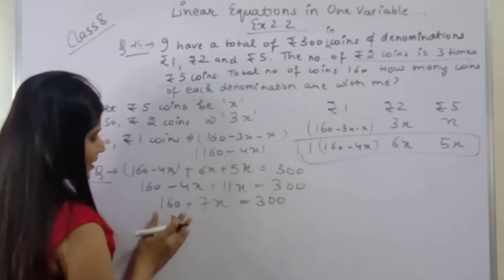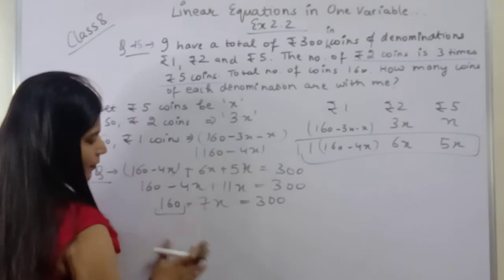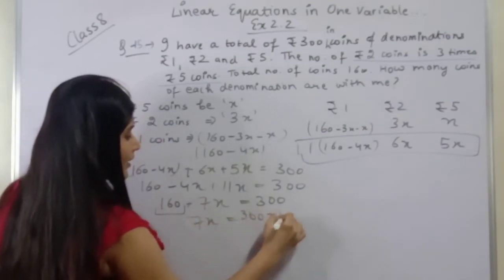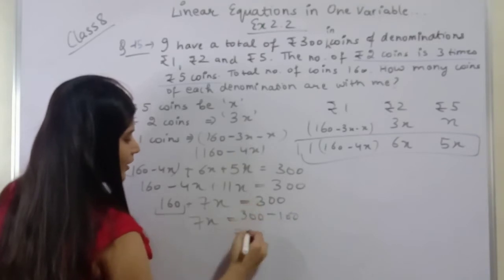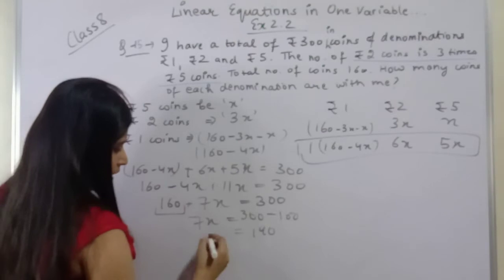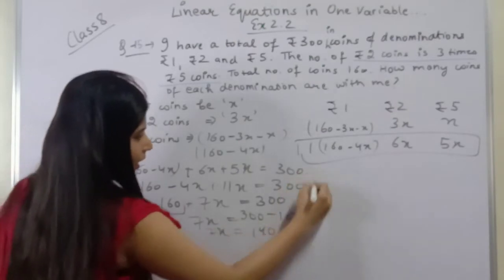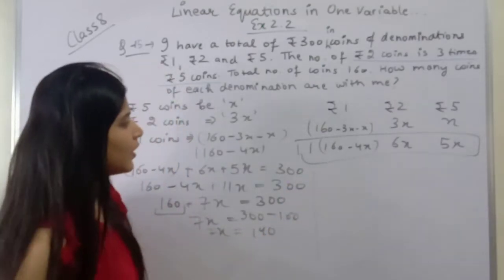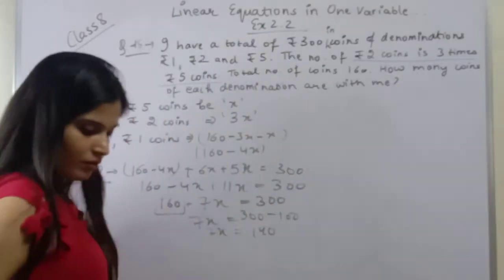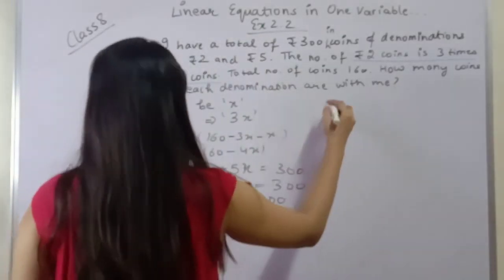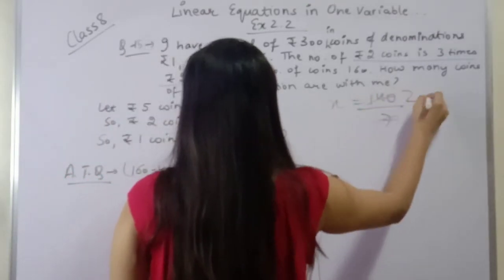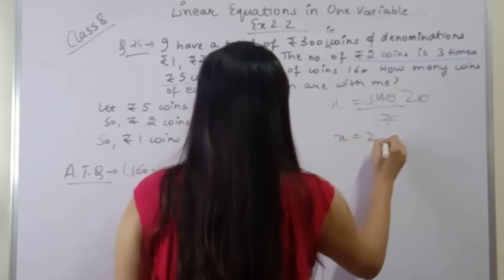Now 160 is positive here. It will move to the RHS and become negative. 300 minus 160 is nothing but 140. Okay. 7x equals 140. So the value of x comes out to be 140 upon 7. 7 twos are 14, so x is 20.